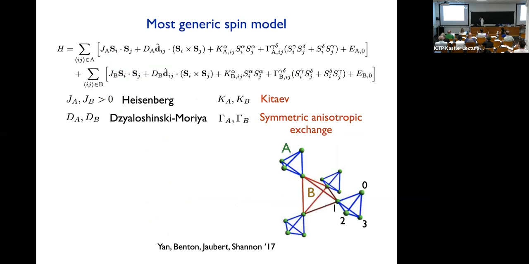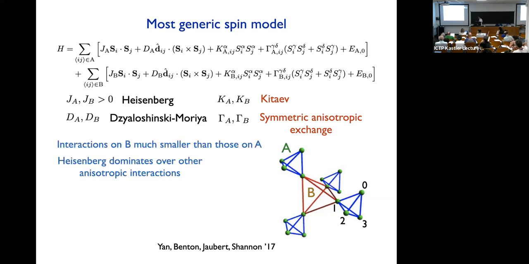Now just think about the most general nearest neighbor spin exchange interaction on the pyrochlore lattice. Just write down every possible term that's allowed by symmetry. Then you have a Heisenberg interaction, a Dzyaloshinskii-Moriya interaction, the famous Kitaev interaction, and also what people call the gamma interaction, the symmetric off-diagonal exchange, and some constant shift. So this is the most general term if you only require nearest neighbor interaction, and we are going to use this very general model. The assumption I'd like to make is that the interactions on the B tetrahedron are much smaller than those on the A tetrahedron, so there is a separation of energy scale. I also assume Heisenberg dominance over the other anisotropic interactions. These are very reasonable assumptions.